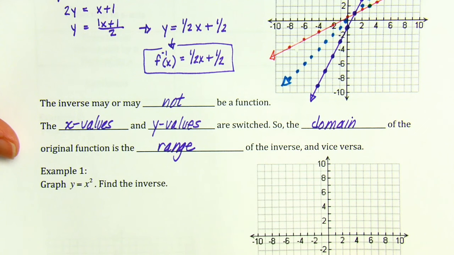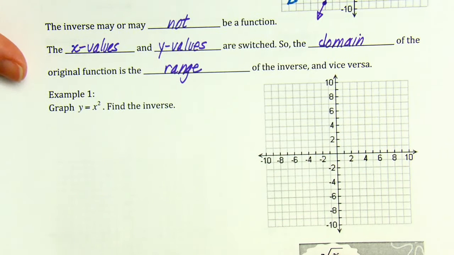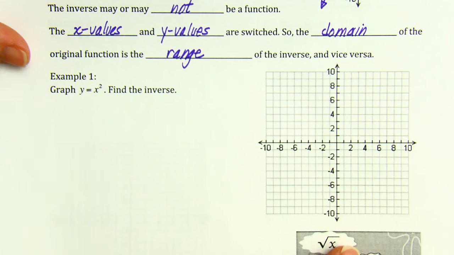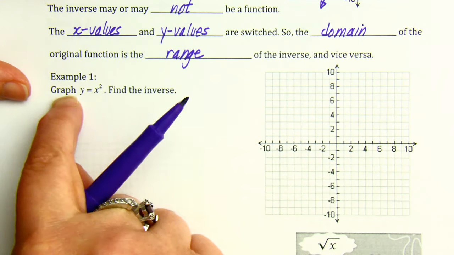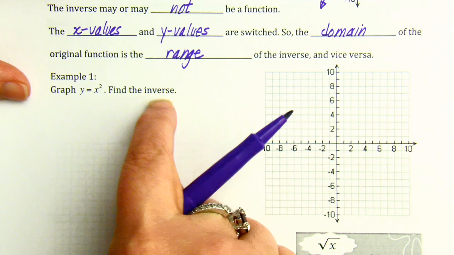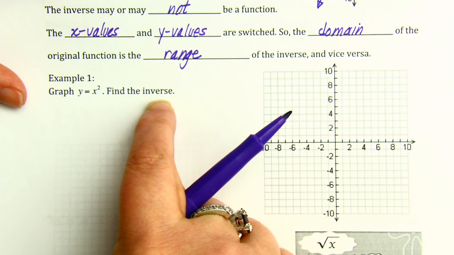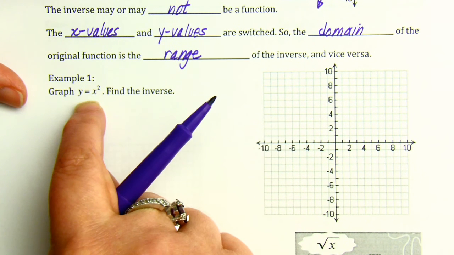All right, now we have another one where we have a quadratic involved, and we saw something similar to this before. It says graph y equals x squared, and then find the inverse. And then we're going to graph that as well. So let's graph the y equals x squared first.